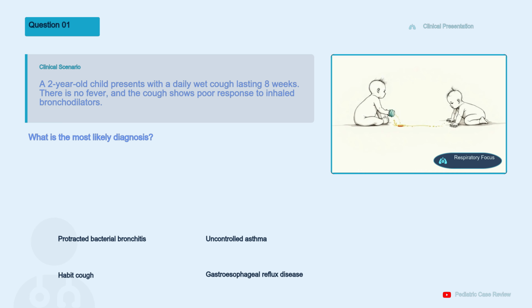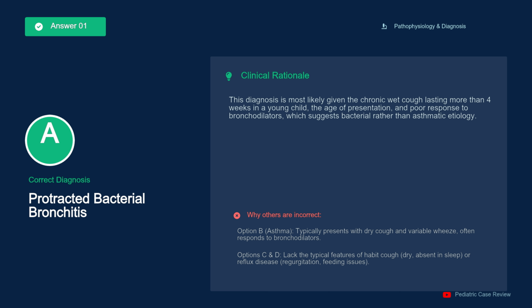The key elements here are the child's age, the duration of wet cough exceeding 4 weeks, absence of fever, and lack of response to bronchodilators. Wet cough in young children typically indicates secretions in the airways rather than bronchospasm. The correct answer is A, protracted bacterial bronchitis. This diagnosis is most likely given the chronic wet cough lasting more than 4 weeks in a young child, the age of presentation typically between 1 and 6 years, and poor response to bronchodilators, which suggests bacterial etiology rather than asthmatic disease. Protracted bacterial bronchitis is defined by wet cough lasting over 4 weeks that responds to antibiotics.